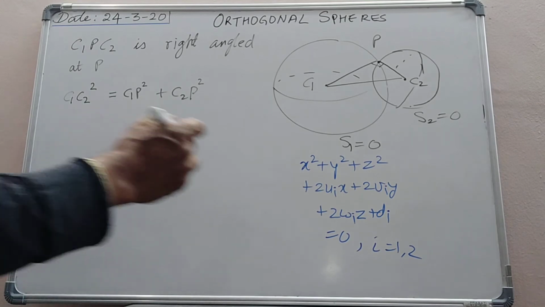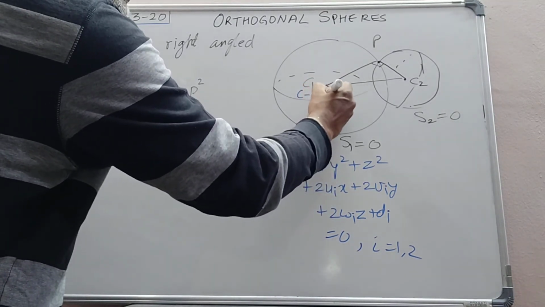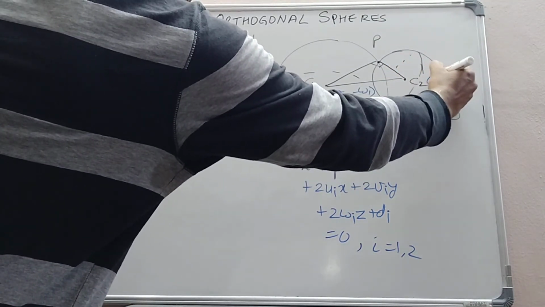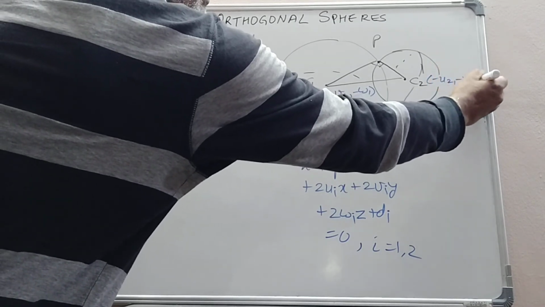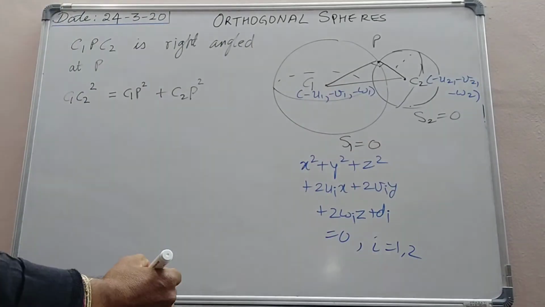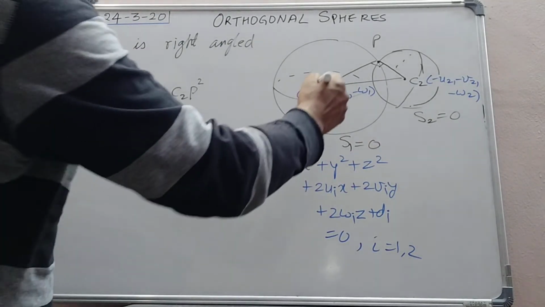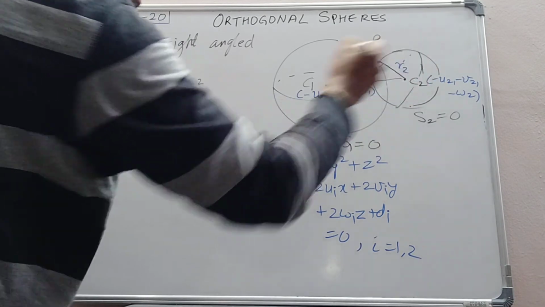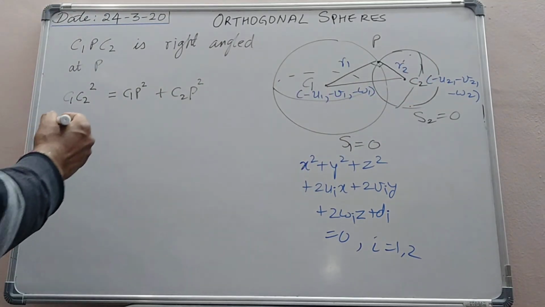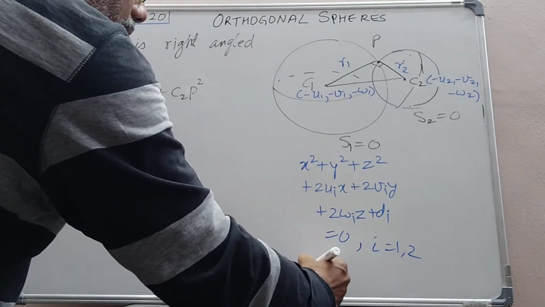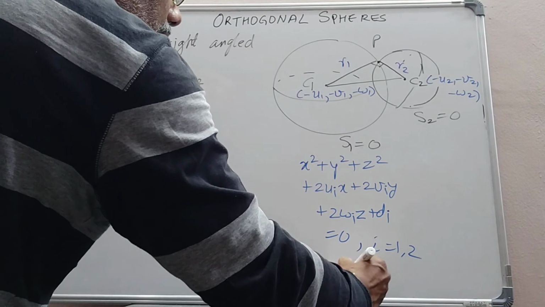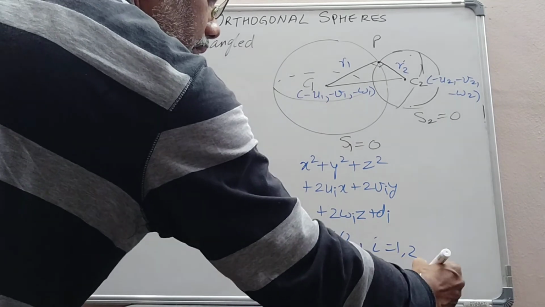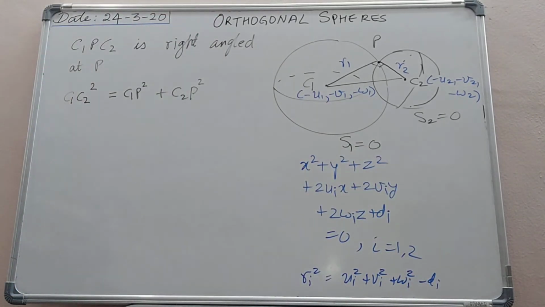What is C1C2? With this, the coordinates of the centers are as above. The radius, C1P is the radius, let me call it R1, C2P is the radius, let me call it R2, where Ri squared is Ui squared plus Vi squared plus Wi squared minus Di, all right. So let me put that information over here.